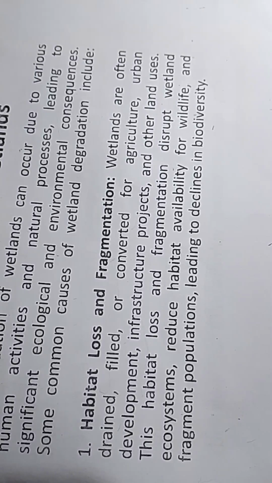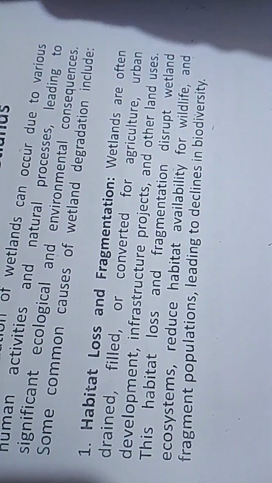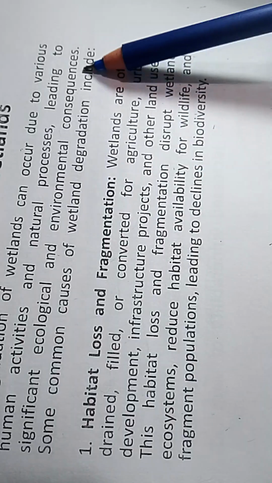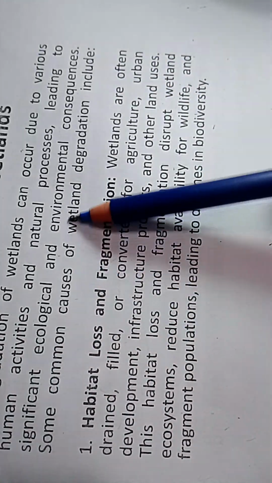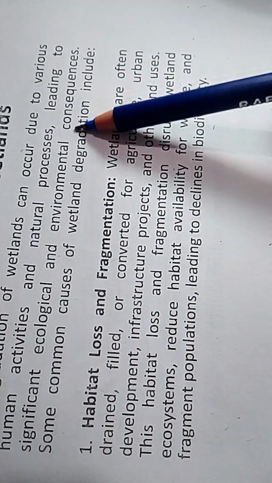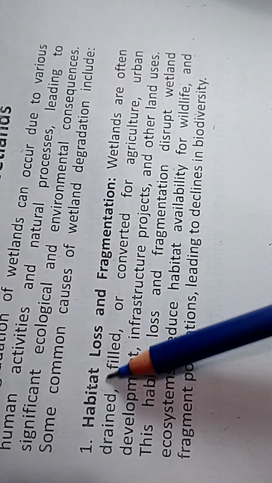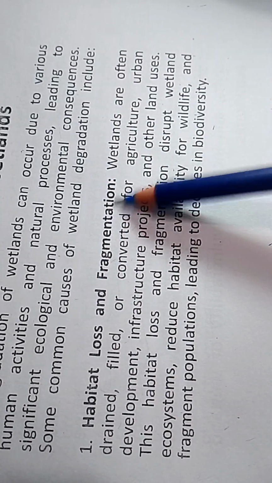Degradation of wetland. The degradation of wetland can occur due to various human activities and natural processes, leading to significant ecological and environmental consequences. Some common causes of wetland degradation include habitat loss and fragmentation.